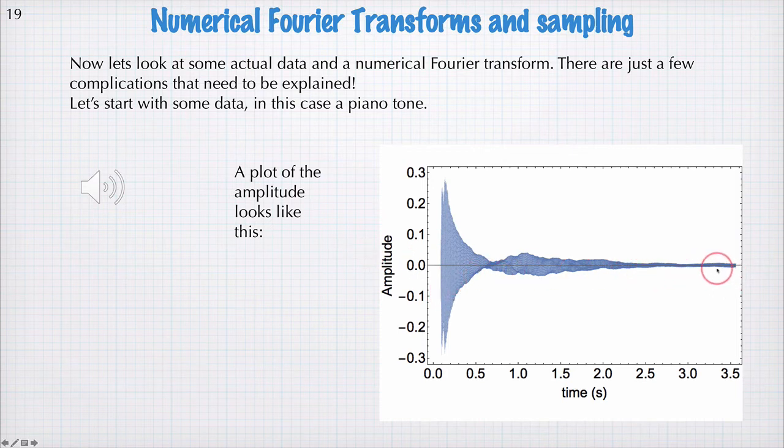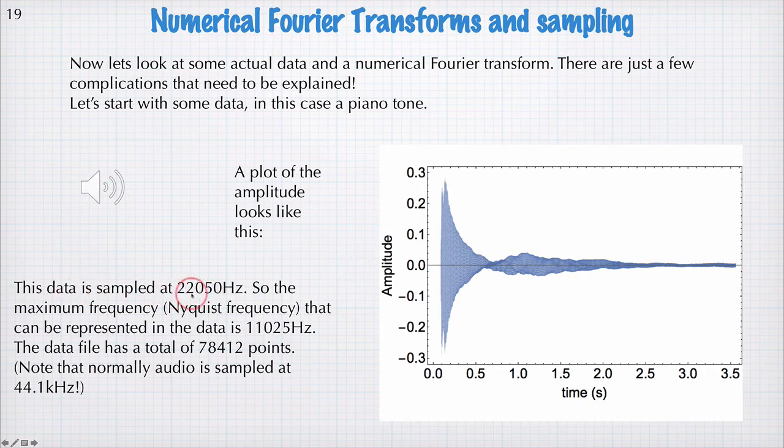We see the sound goes for about 3.5 seconds. The data is sampled at 22,050 Hertz. So the maximum frequency, i.e. the Nyquist frequency that can be represented in this data, is 11,025 Hertz. There are nearly 80,000 points in this data, and this is the reason why you can't see the wiggling sort of waves in this data. It just looks like a sort of solid block.